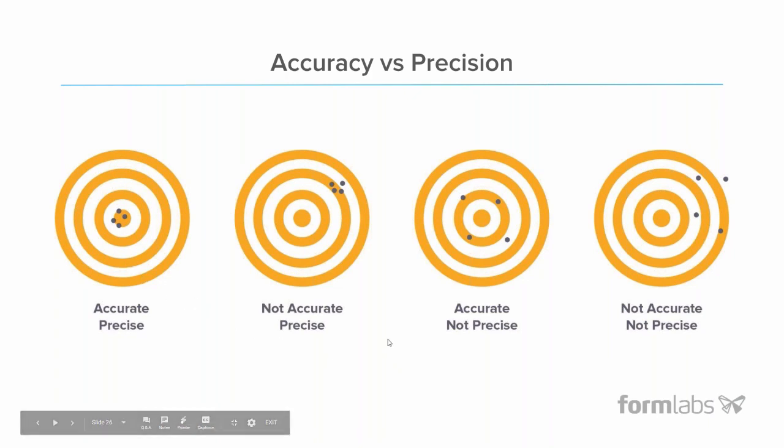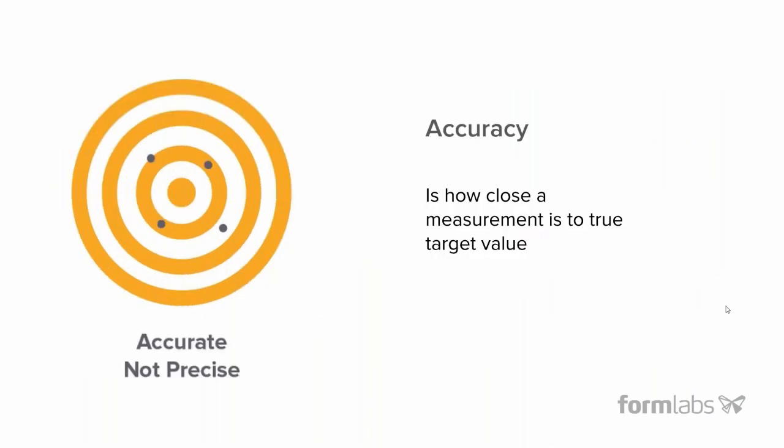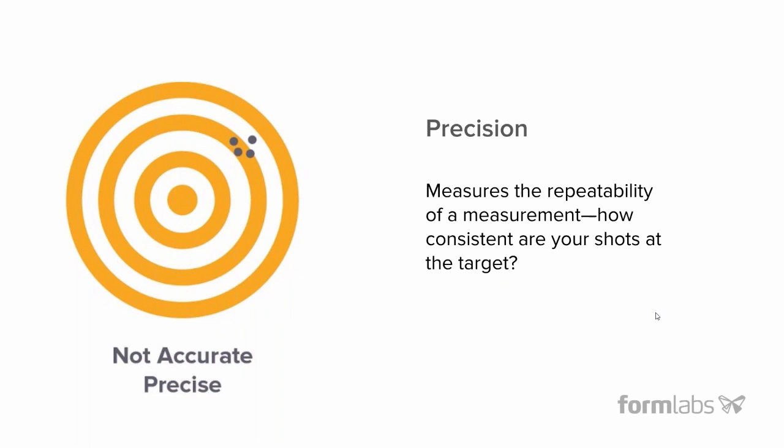If you're precise but not accurate, your grouping is going to be tight, but it might not be where you want it to be at your target. Accurate but not precise, you can see here we're kind of surrounding the point on the target, but our cluster is not very tight. And then neither is obviously the far right. So just a quick refresher on that. Again, accuracy is how close the measurement is to the true target value. And precision measures the repeatability of the measurement. So how consistent are you at the shots that you take?